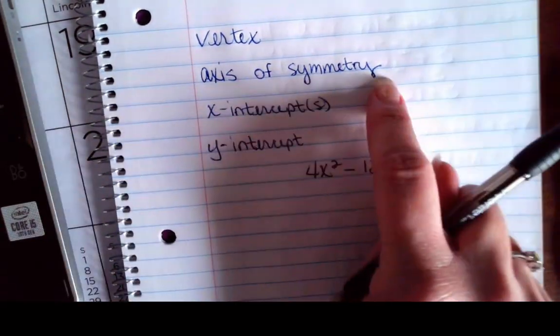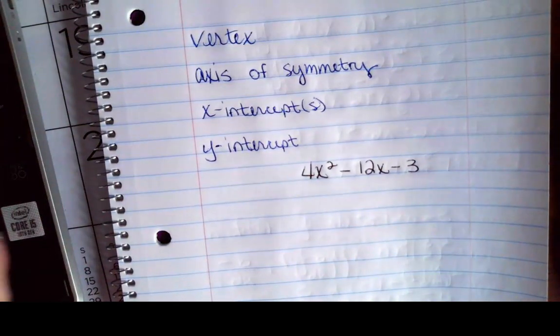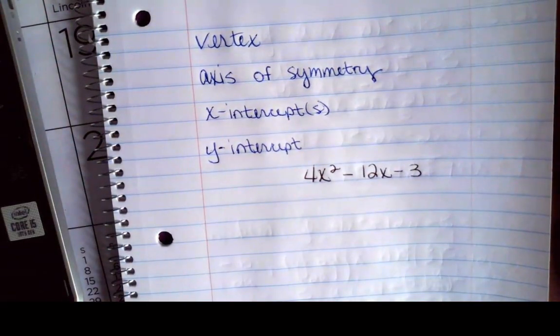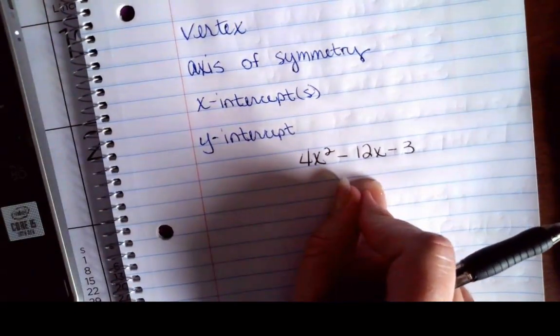So the new part is the axis of symmetry, and that's just going to be where do we fold this thing so its little arms lay on top of each other. So we're going to do this one all the way through, and then we'll work backwards so you can see where the axis of symmetry is coming from. So the first thing I want to do is find the vertex.